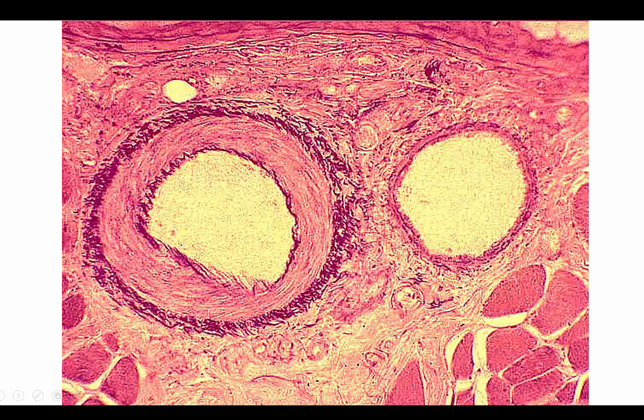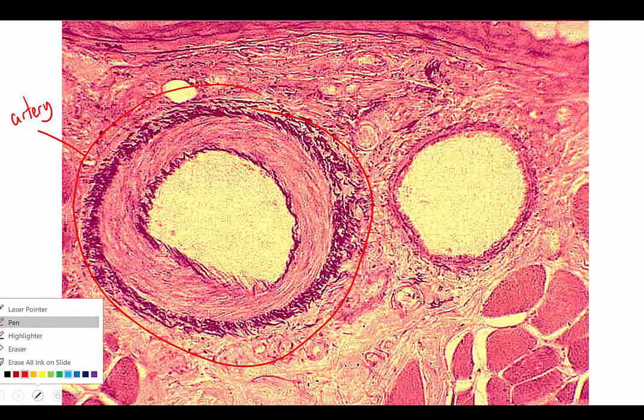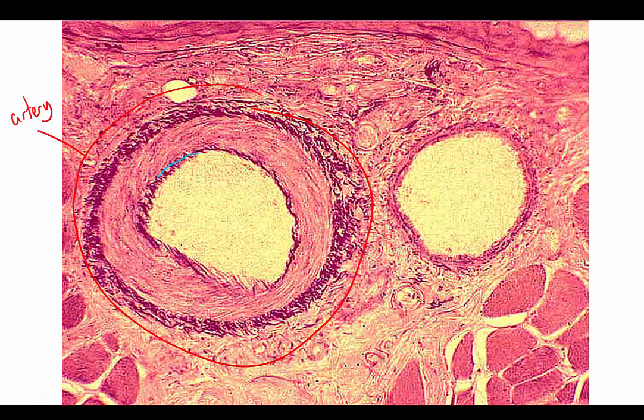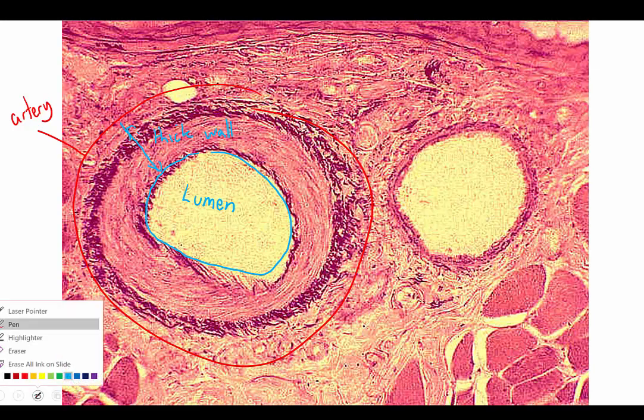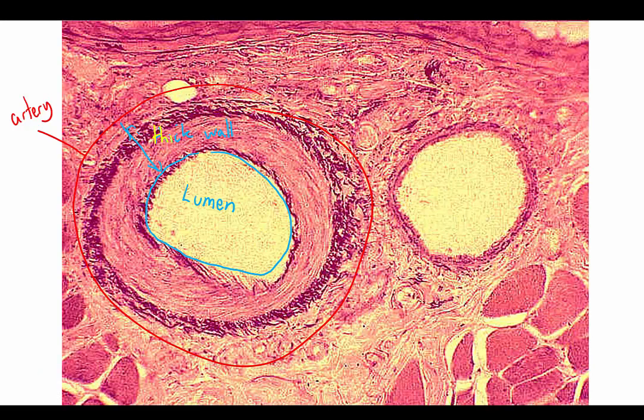Now, this just shows you a microscope image of arteries and veins side by side. What we can see with this one here is that this is an artery. In the centre here, this part is the lumen. This section here is the thick wall.